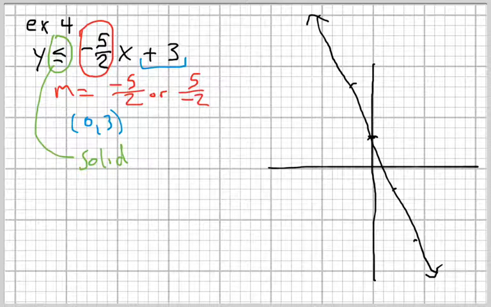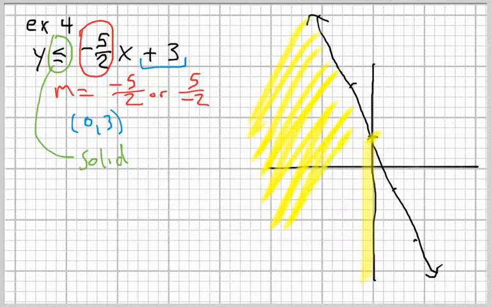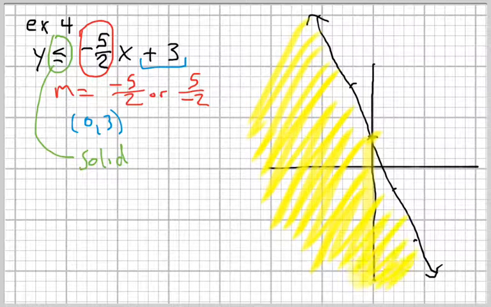Now we have to figure out what side to shade. Well, I'm standing right here on my y-intercept. My equation was y is less than or equal to. So where on the y-axis is the y value less than where I'm standing on that yellow highlighted section? Well, that would be down here. This is where my y values get smaller. So I'm going to shade everything on this side of the line.